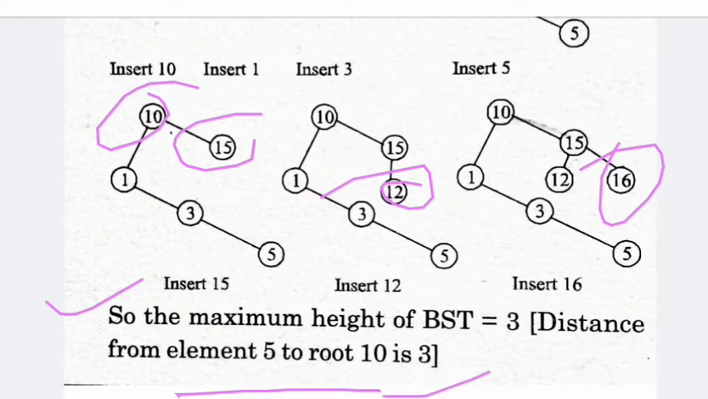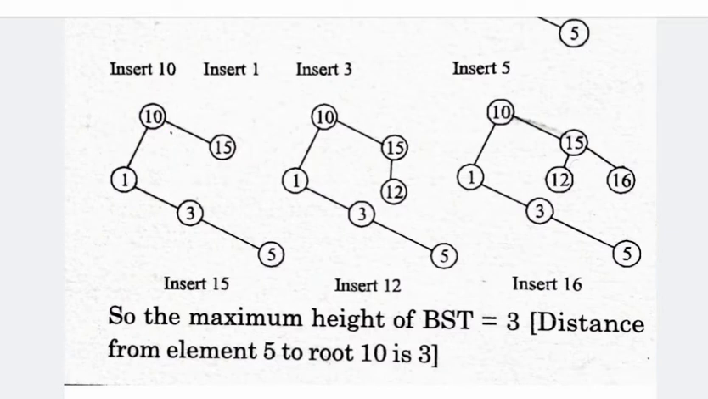Now the maximum height of the BST is the distance from element 5 to 10, which is 3. The longest path for the maximum height is based on the root. Here 10 to 1, 1 to 3 and 3 to 5. How many edges are required here? Only 1, 2 and 3. So there are 3 edges between 10 and 5, which is the longest and highest.